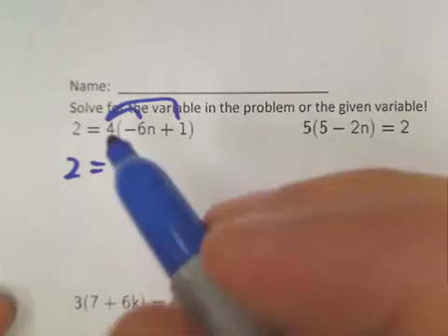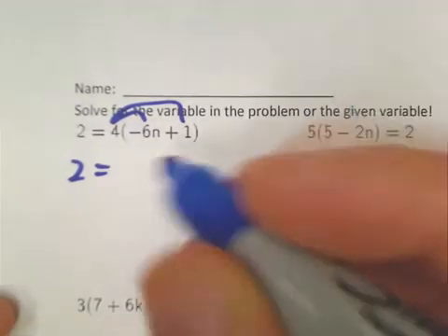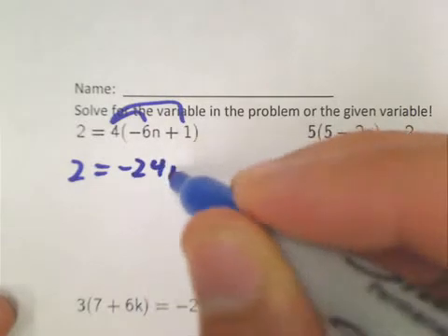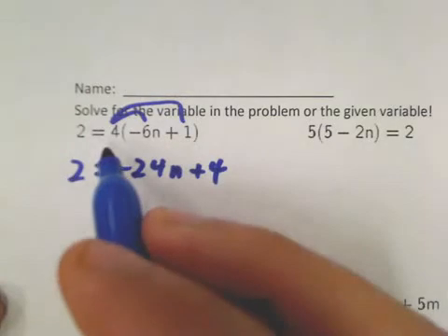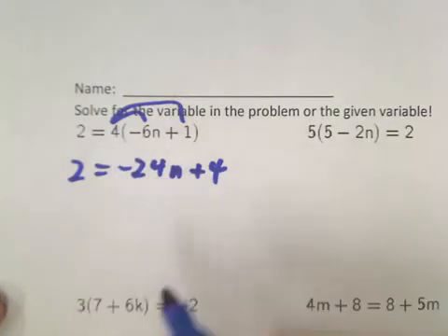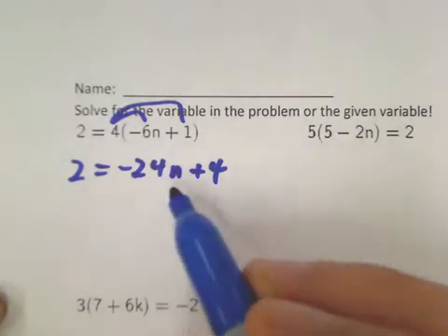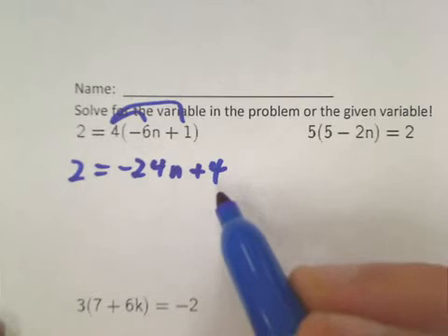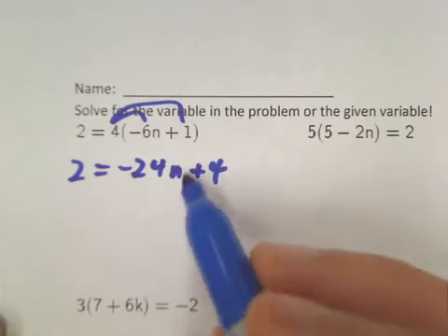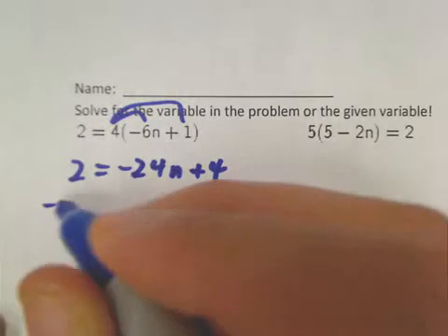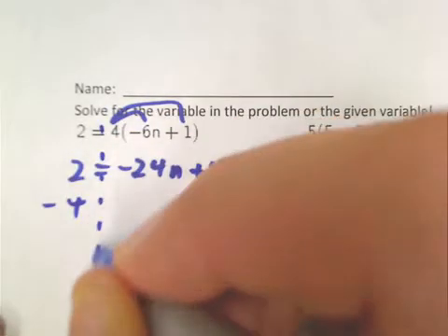Pay attention. Okay, 4 times negative 6, that's negative 24n, and 4 times 1 is 4. So when you have a number on the outside of your parentheses, you need to multiply it through the equation to both those terms. Okay? So I have negative 24n plus 4. Well, the next thing I'm going to do is minus 4. You look at what you're adding or subtracting to the variable first, and you're going to get rid of that. So minus 4 on both sides of the line.